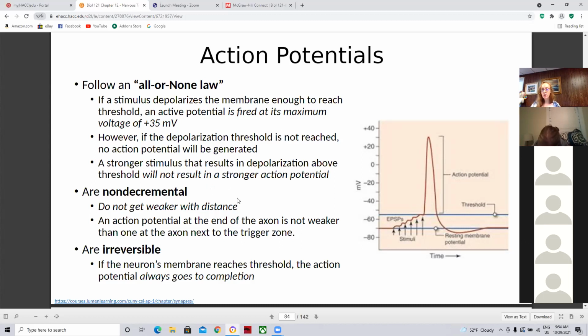Action potentials are also non-decremental. They don't get weaker with distance. They keep being reinitiated. An action potential at the end of the axon is not weaker than one next to the trigger zone. They're also irreversible. If the neuron's membrane reaches threshold, the action potential always goes to completion.